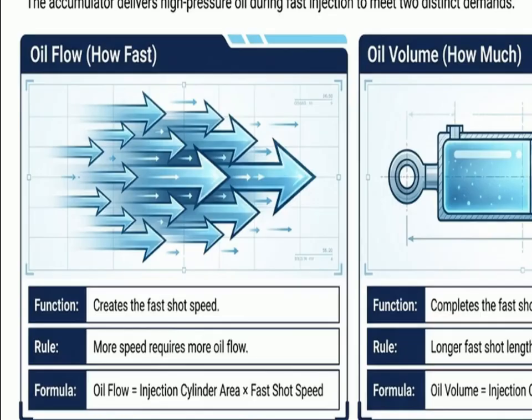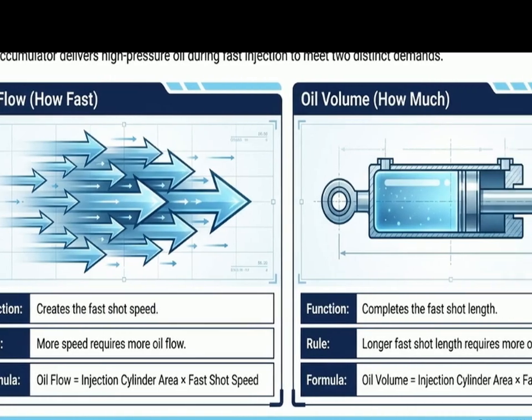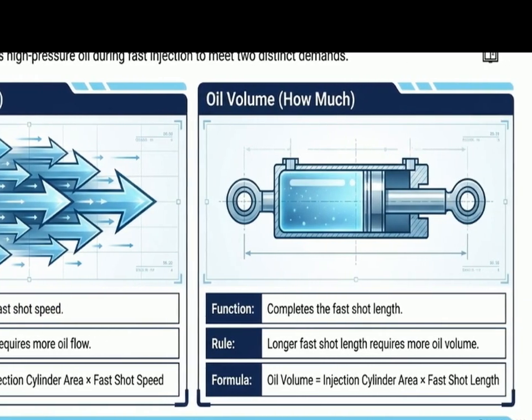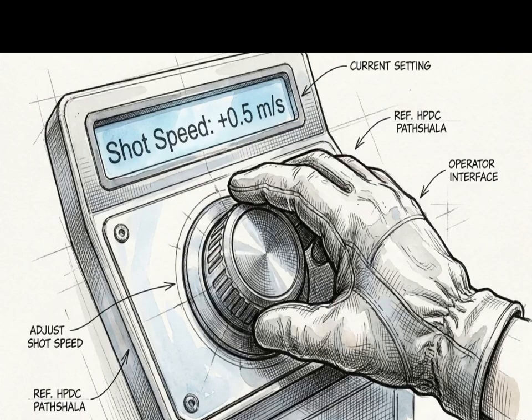simultaneously. Looking at the left side of this diagram, the first demand is oil flow. Measured in liters per second, flow creates the fast short speed. The second demand is oil volume. This dictates how much actual fluid is required to complete the fast short length. Because both speed and length rely on the fixed cylinder area, any interface adjustment to either parameter directly and permanently alters the accumulator's energy demand.